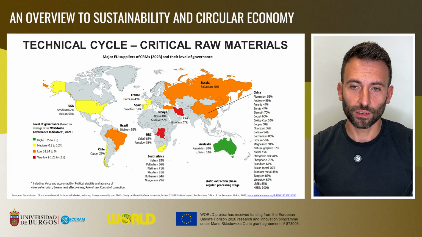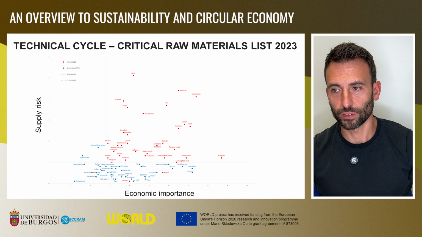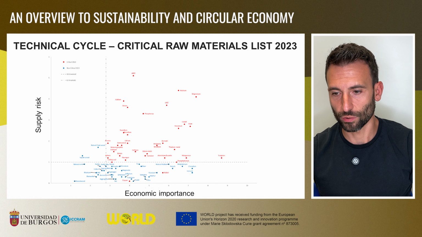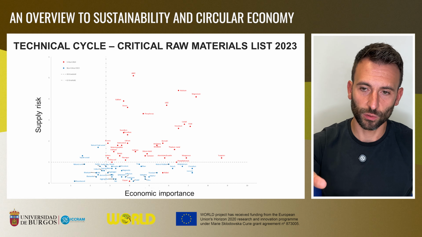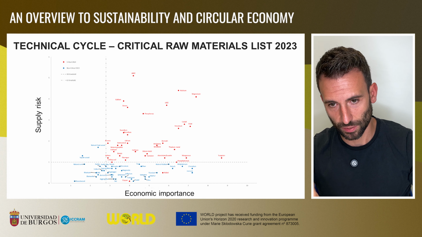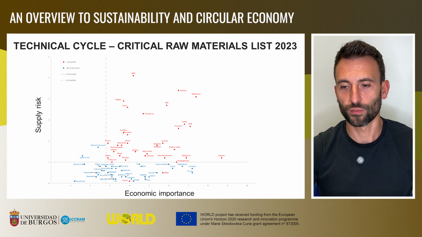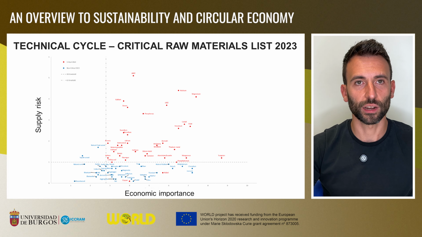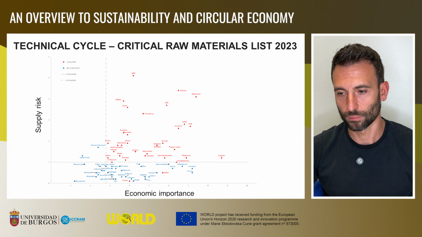With this data, the European Commission creates the critical raw material list. This is the one from 2023, and the critical raw materials are the ones that are trespassing the limits of the supply risk and the economic importance. But we also have nickel and copper that are considered strategic raw materials, even though they are between the limits.